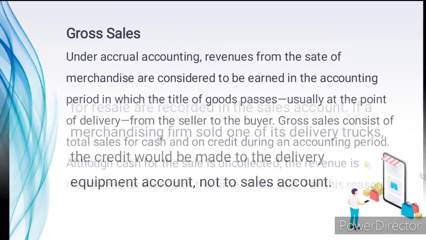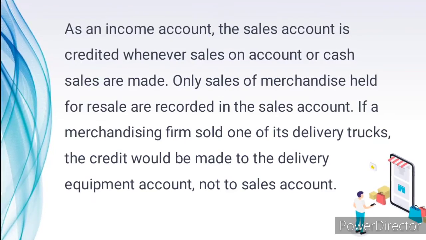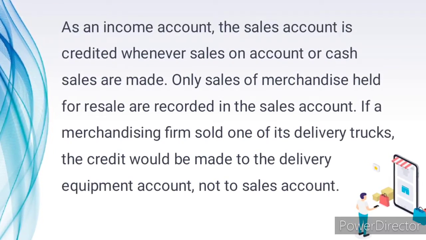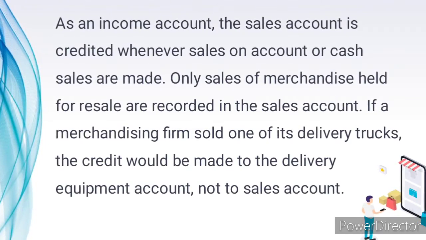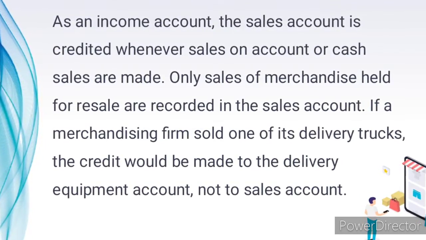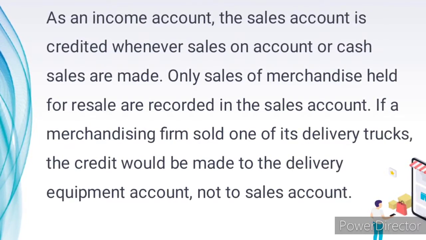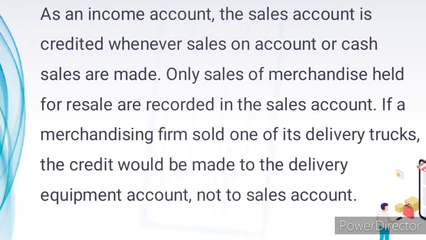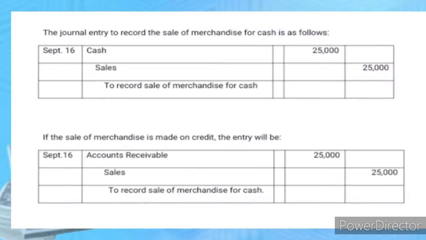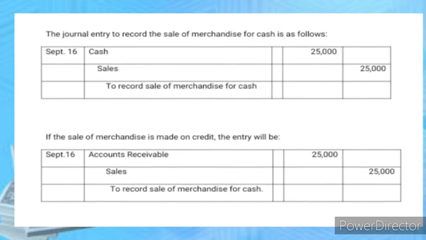As an income account, the sales account is credited whenever sales on account or cash sales are made. Only sales of merchandise held for resale are recorded in the sales account. If a merchandising firm sold one of its delivery trucks, the credit will be made to the delivery equipment account, not to sales account. The journal entry to record the sale of merchandise for cash is as follows.